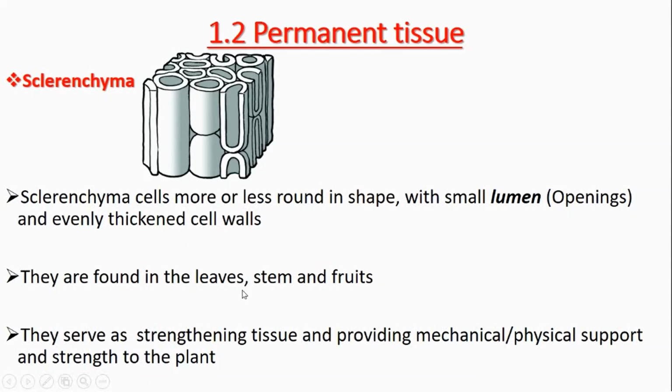They are found in the leaves, stem, and the fruit. They serve as strengthening tissue and providing mechanical or physical support and strength to the plant. So the sclerenchyma, which is found in the leaves, stem, and fruits, provides them with strength. It provides them with the physical support so that the leaves and the stems do not fall apart, so that our fruits have a very rigid and strong shape.